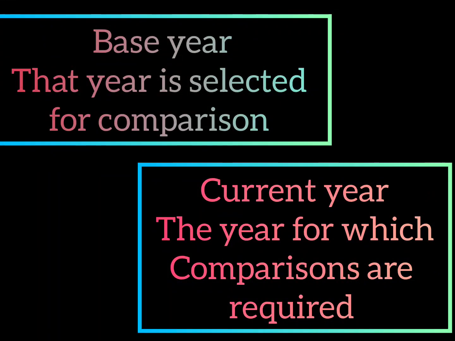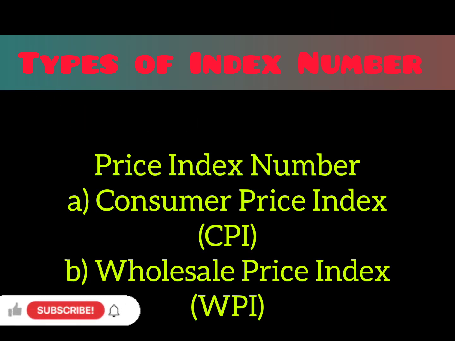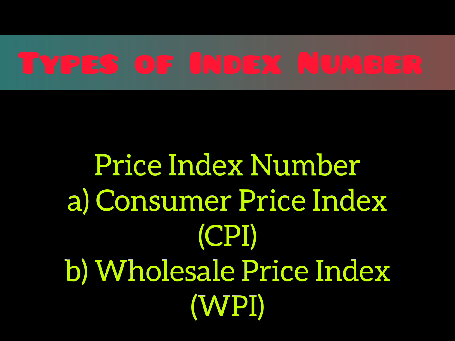Now move on to the types of index number. Here we can see the types of index numbers. It is of three types basically. The first one is price index number, the second one is quantity index number, and the third one is value index number. At first we have to discuss what a price index number is, and it is also of two types. The first one is the consumer price index, or CPI, and the second one is the wholesale price index, that is WPI.